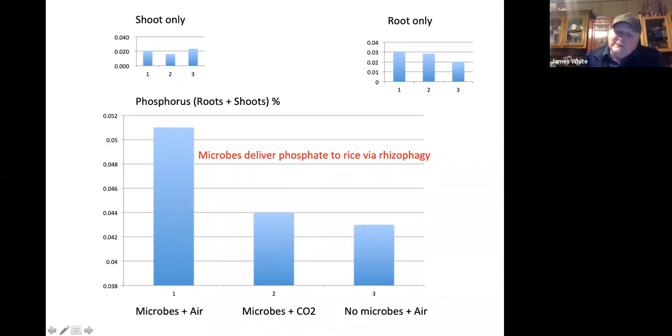But then here's with the elevated CO2. That suppresses superoxide, that suppresses nutrient extraction from the microbes. So he put microbes here, but he increased the CO2, and you see the phosphorus is half what you get in regular air. So rhizophagy is delivering phosphorus. The plants appear to be getting this phosphorus from these microbes through direct oxidative extraction.